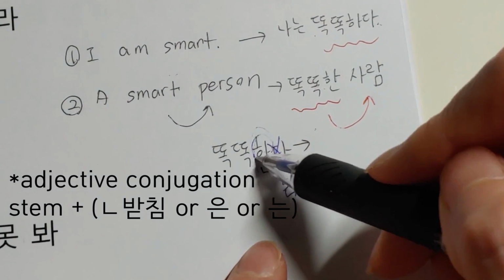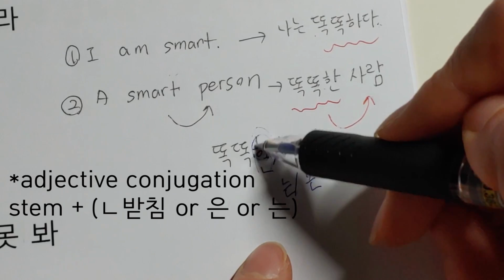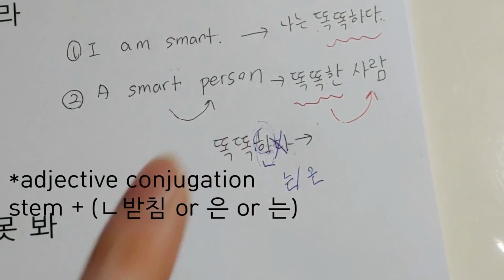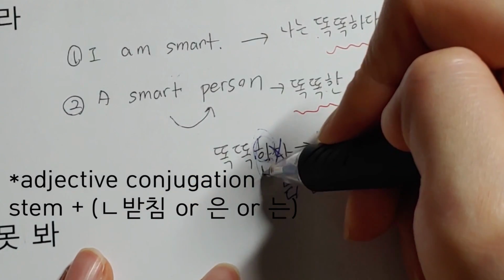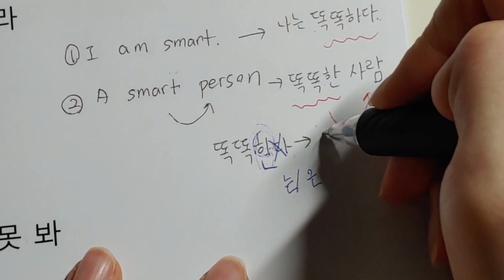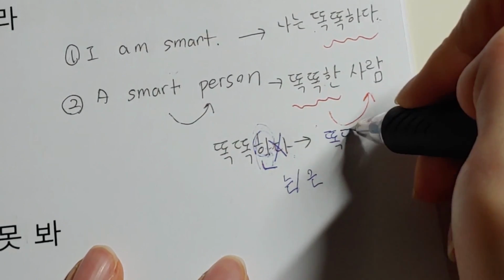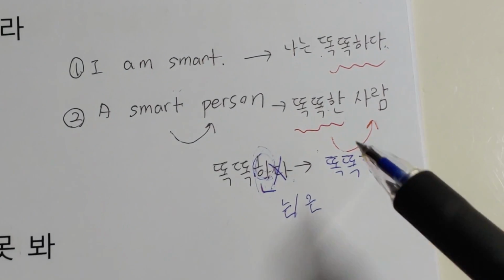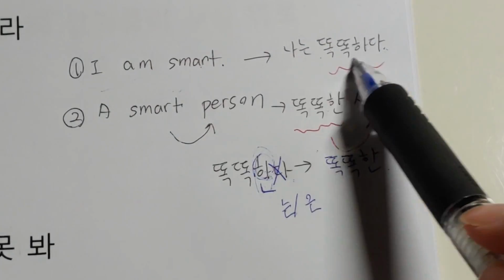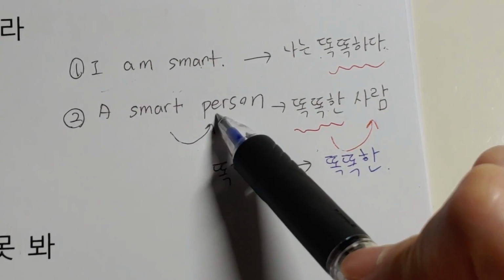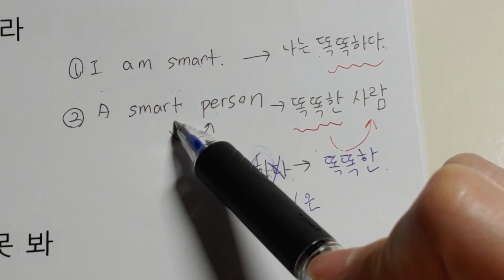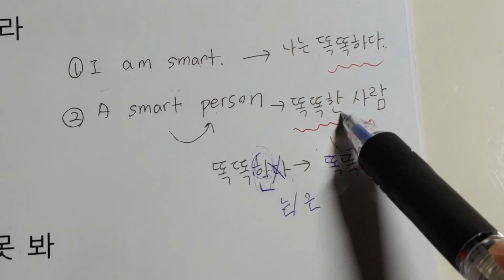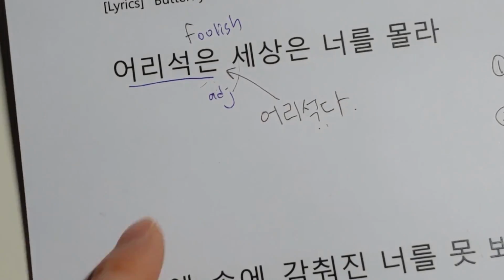But in the case of 똑똑하다, this word does not have 받침. The last word does not have 받침, so you have to add 니은 받침, and that's how you make it a modifying adjective. 똑똑한. So that's how I am smart became 나는 똑똑하다, and a smart person, smart as a modifying adjective, becomes 똑똑한 사람. So same with this one.